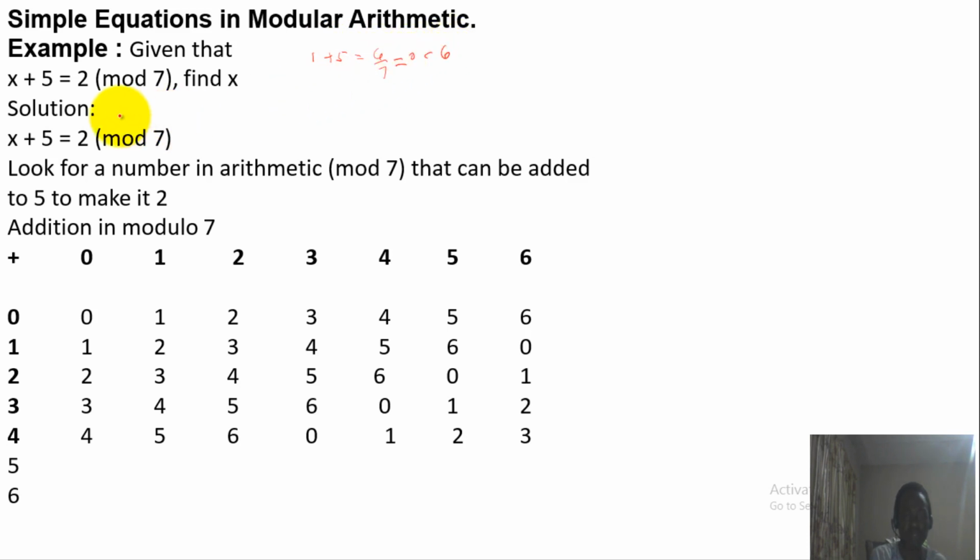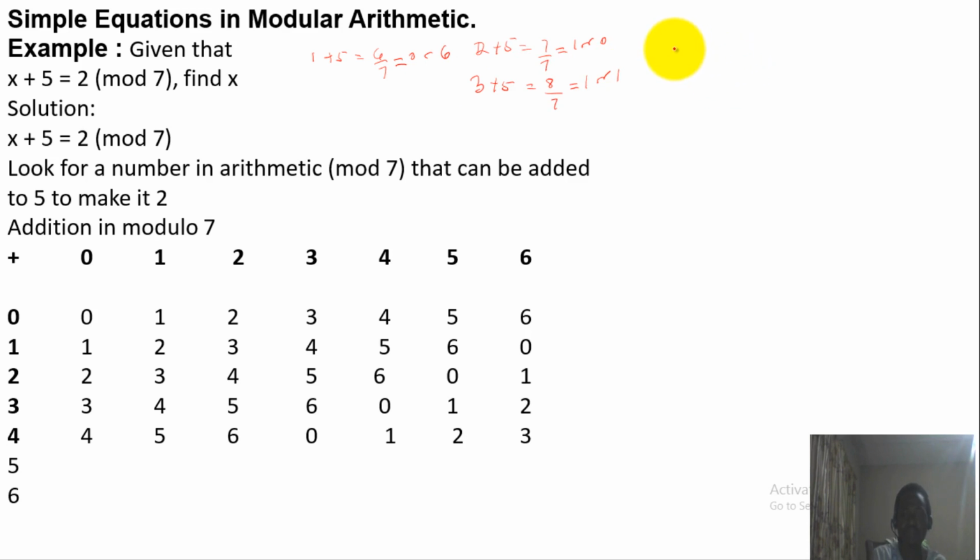Now we try 2 plus 5, that will give you 7. 7 divided by 7 is 1, remainder 0. It's returning 0. No. You try 3 plus 5. That will give you 8. 8 divided by 7 will be 1, remainder 1. Remember that it is returning 1, and we need something that will return 2.